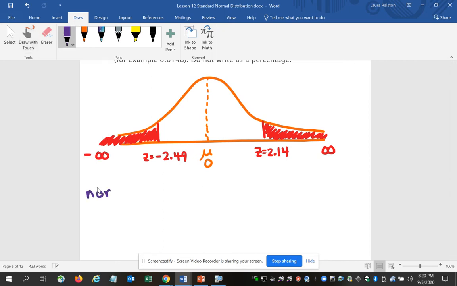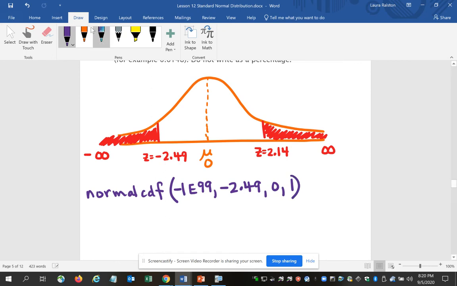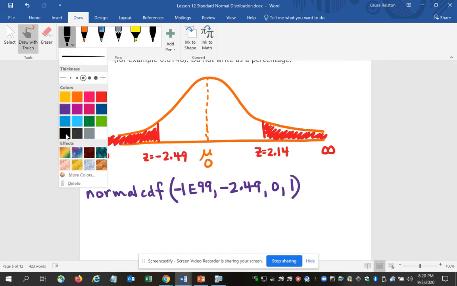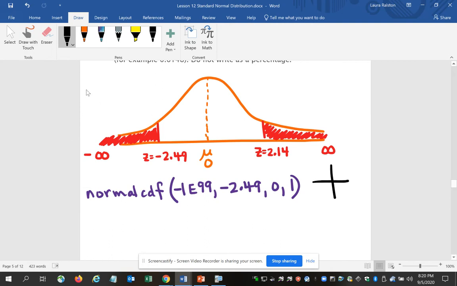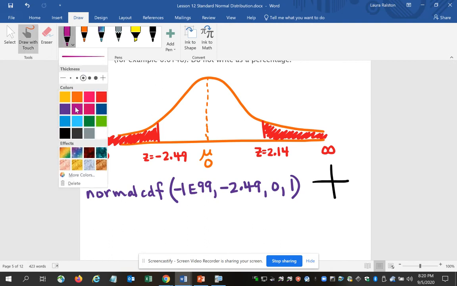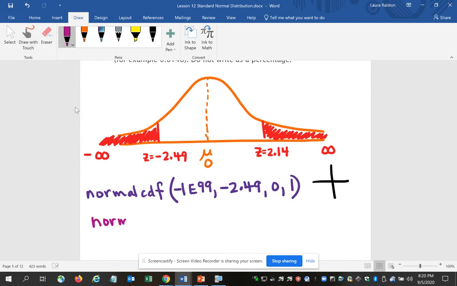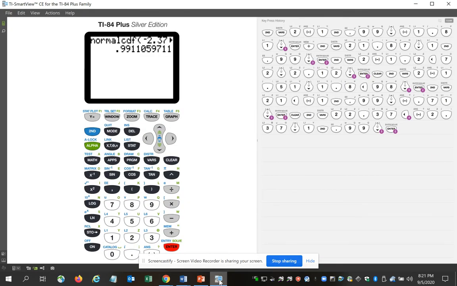So we would have normal CDF from negative infinity to negative 2.49, mean is 0, standard deviation is 1. That gets us the left side, plus, and then we get the right side. Normal CDF from 2.14 to positive infinity, mean is 0, standard deviation of 1. Put it in the calculator.